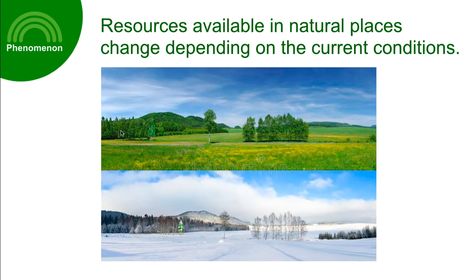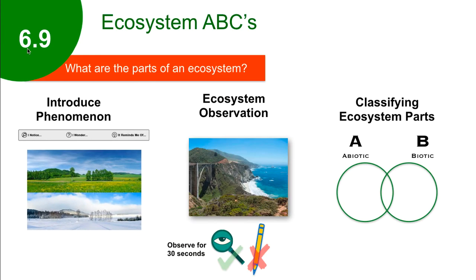We'll focus specifically on seasonal changes right now, so this phenomenon image will help set the stage. We begin this group of lessons with lesson 6.9, and we wonder, what are the different parts of an ecosystem? We show the phenomenon of the same location in two different seasons and ask students, what do they notice? What do they wonder? What does it remind me of?